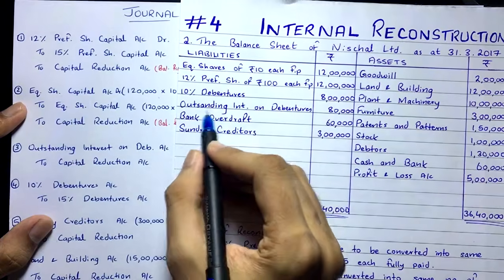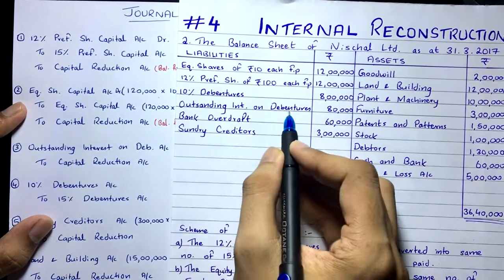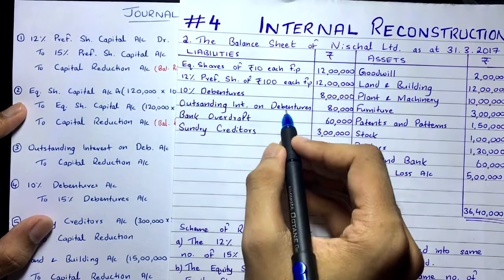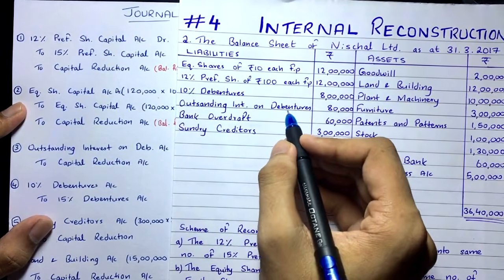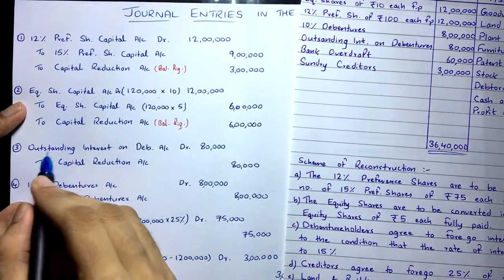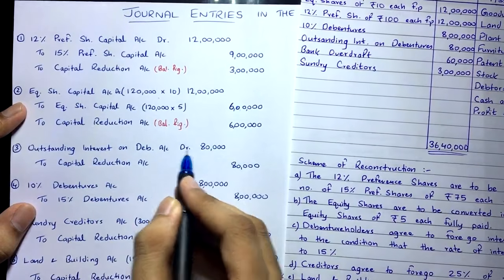This liability which we have in our balance sheet, we have to pay the interest on debentures. The debenture holders have accepted to forego the interest. They are going to forget about it. We don't have to pay them any interest. It's 80,000. So first let's cancel that liability. Outstanding interest on debenture account, debit 80,000.